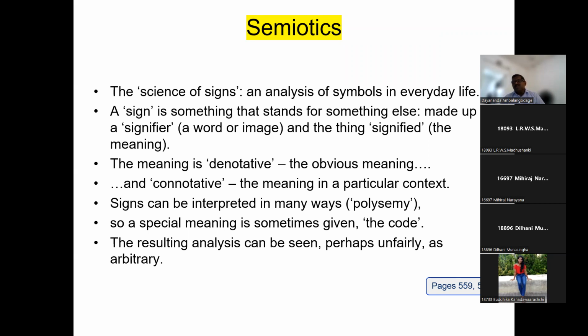So what we are trying to do here is give meaning. Denotative means it's obvious. When you look at words, phrases and sentences, there is a surface meaning, but what we are looking at is not the surface meaning, not the obvious meaning, but the meaning in a particular context. Meaning in a particular context.